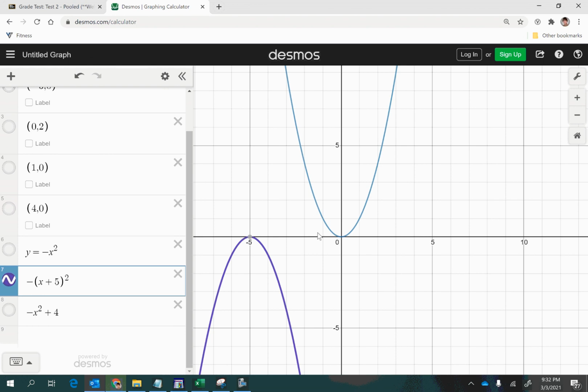So from the original parent function, by applying a negative on the outside and adding 5 on the inside of where x normally is alone, we've already flipped it and shifted it to the left 5 units. And then if you add 4 on the outside of that, that's going to shift all your y values up by 4.